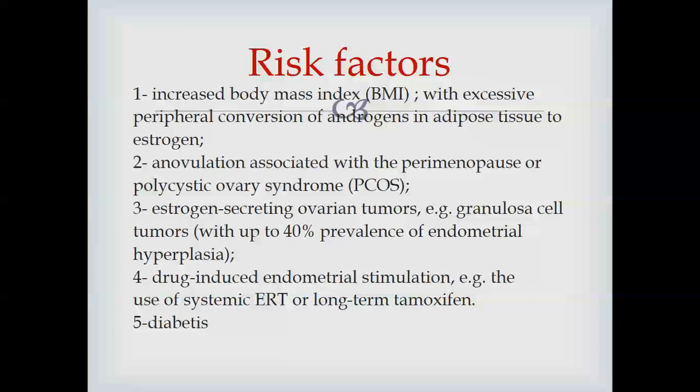Estrogen secreting ovarian tumors, for example granulosa cell tumor, with up to 40% prevalence of endometrial hyperplasia. Drug-induced endometrial stimulation, for example the use of systemic estrogen replacement therapy or long-term tamoxifen, and diabetes. These are some of the risk factors which may cause high level estrogen in these patients, and the uterus will be exposed to high level of estrogen unopposed by progesterone. This will cause proliferation of the endometrium and then endometrial hyperplasia.